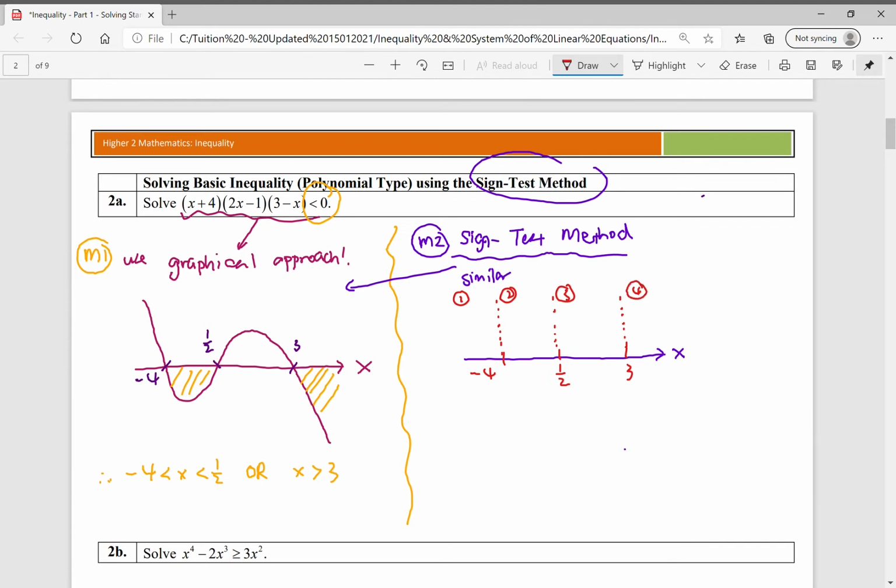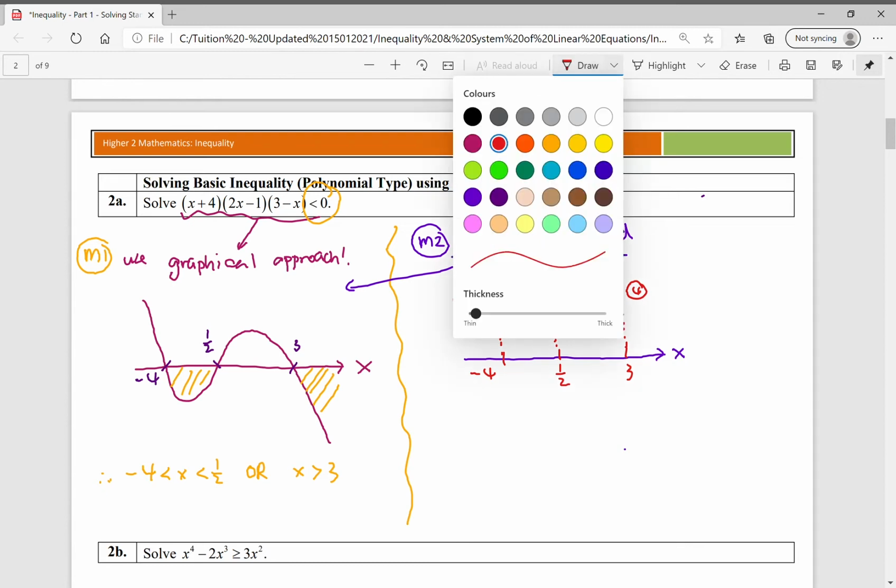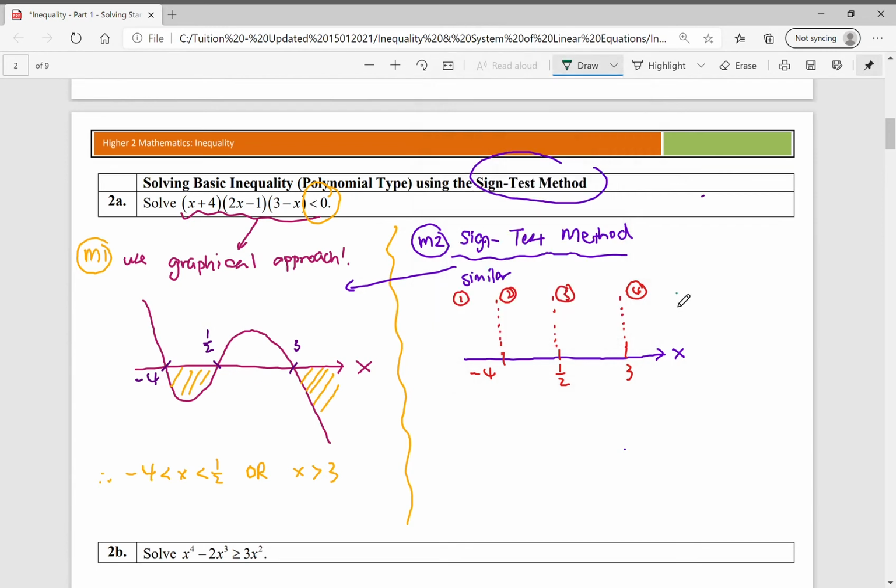Now, why do we have 4 regions? Well, for those of you who are fast, we can just relate to the graphical approach. But anyway, I'll explain a bit more. As I mentioned, the 3 roots will divide the x-axis into 4 regions. And over here, how do we continue with the sign testing method? As the name suggests, I'm going to test each of the regions for the sign. So how do we exactly do it?